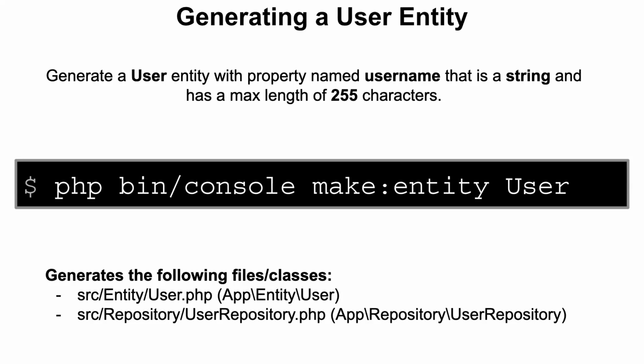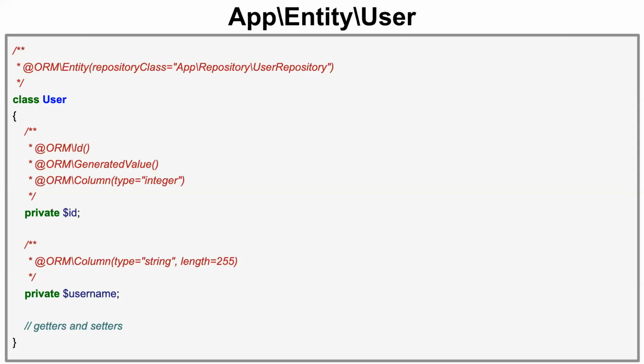So again, we'll use the maker bundle to generate an entity named user. And this command will generate a class in the source entity folder, in a file named user.php. And it will also generate a blank repository for the user entity. So this is what the user entity looks like. It will generate the ID and the username that we've defined in our database.